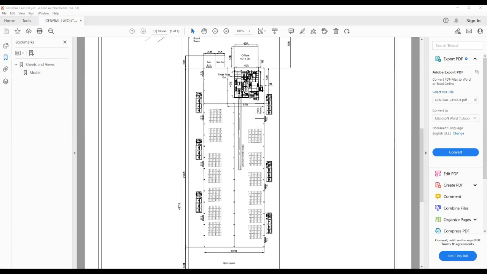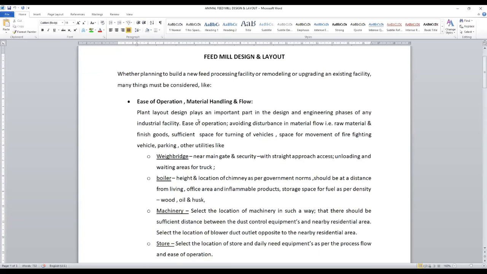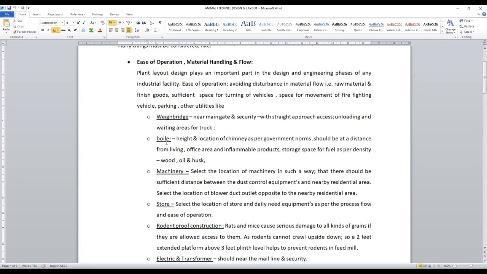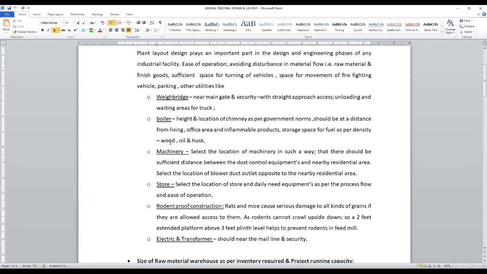This is a new document for the feed mill design and layout. That same document we have on our website in articles and blogs. From this we can get a complete idea of what the ideal location and size of the warehouse will be, and what height is required for the boiler chimney as per the norms. Then one more thing, rodent-proof constructions.